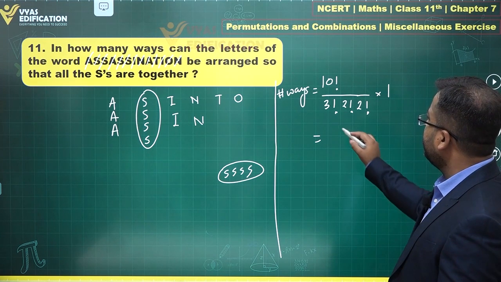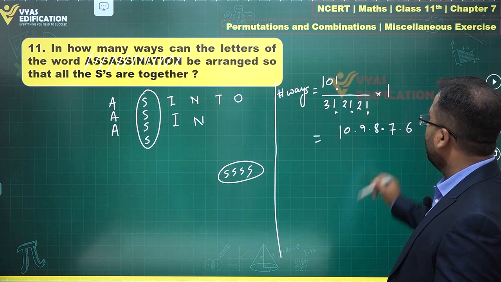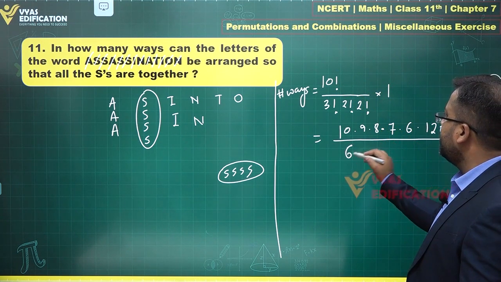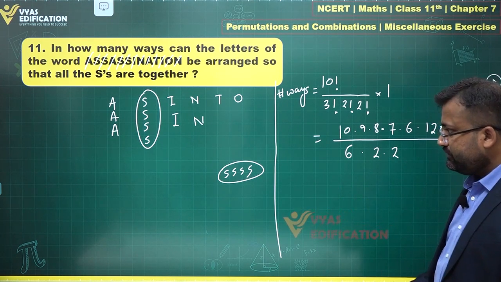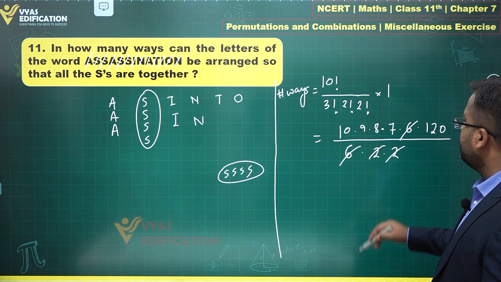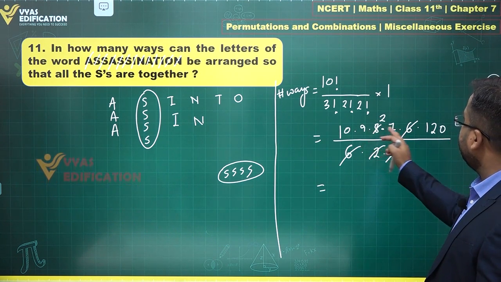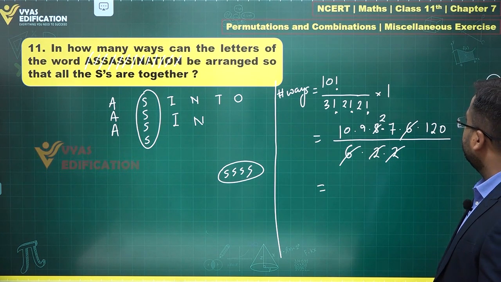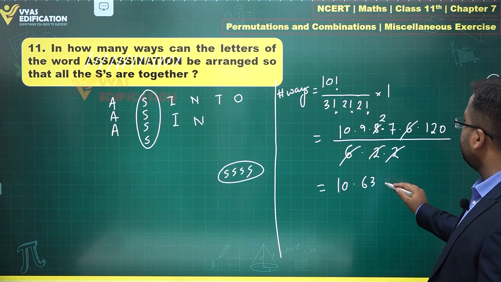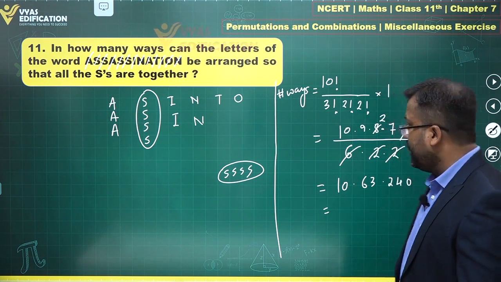What is that equal to? Let's find this value. This is 10, 9, 8, 7, 6, and then you have 120. 5 factorial is 120. This is 6 times 2 times 2. 6 goes with 6. 2 times 2 is 4. This goes over here. And what do we get? This is 9 times 7 is 63. 10 is there, you have a 63, you have 2 times 12 which is 24, and 240 is what I get. Let's multiply them together further.